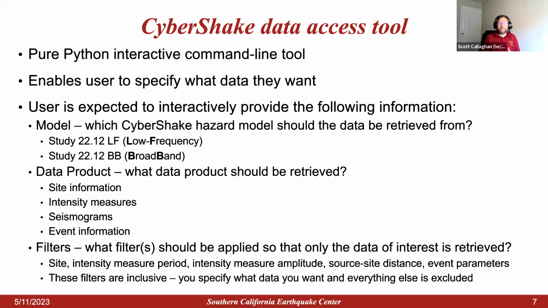The third thing you're expected to provide are filters. So the whole CyberShake data set is very large. And so, typically speaking, you don't want to retrieve the whole thing. You're interested in a certain subset of it. And so the way that this tool works is you specify what filters you'd like to use to select just a subset of the data. So it could be something like, I only want the data for downtown Los Angeles. I only want the data for magnitude 7.5 and greater events, things like that. I should say these filters are inclusive. So the way that it works is essentially you say what data you do want with your filters, and then everything else is excluded.